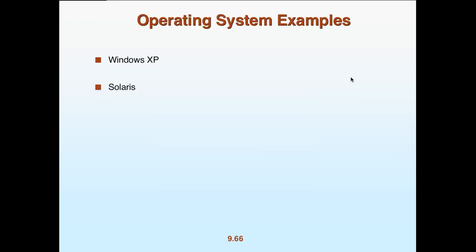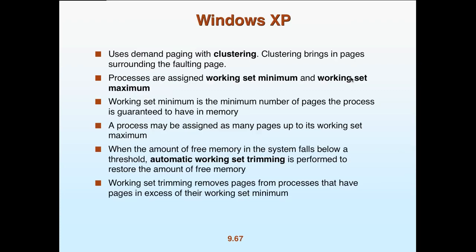So, I'm not going to cover the operating system examples because I've given them to you already. We've already talked about Windows and we've already talked about Unix, but just to put it into a summary for you, Windows does use demand paging. It does it with clustering. And clustering brings in the pages surrounding the page fault itself. So processes are designed with a working set minimum and a working set maximum. We have automatic working set trimming, so it automatically adjusts. They're supposed to automatically adjust.